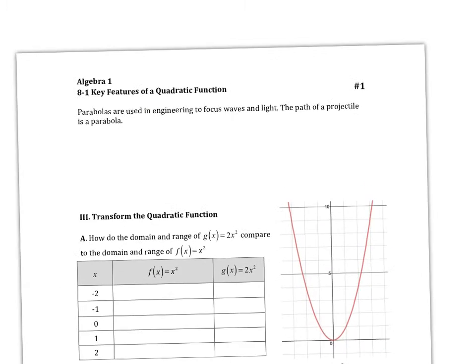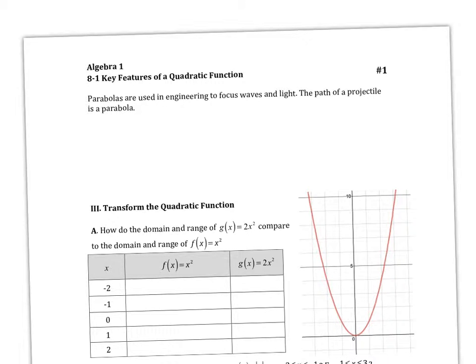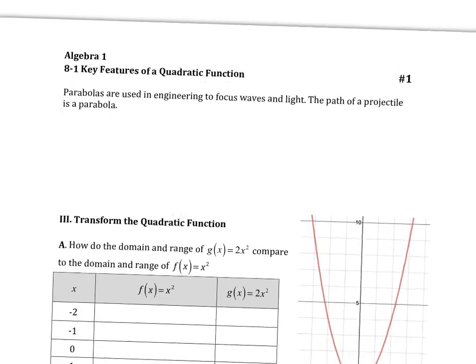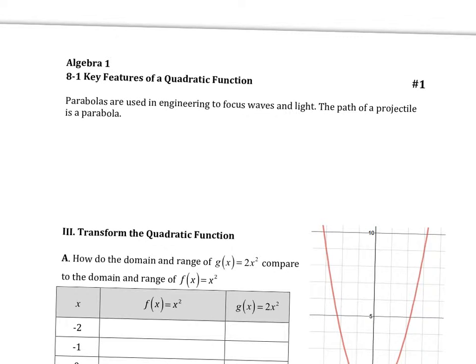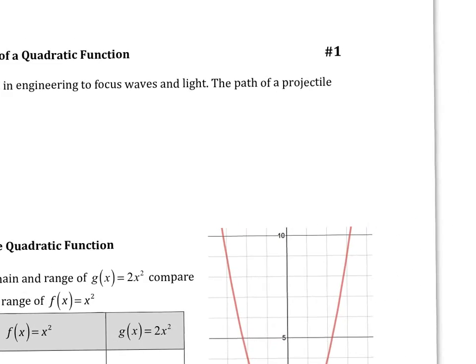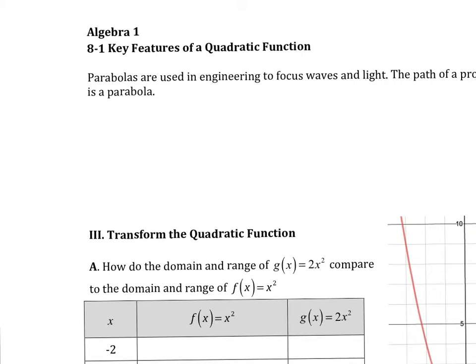So where are parabolas used? All over the place, surprisingly enough. You have them in your house, and you see them when you drive. They are everywhere, and every single baseball game you've gone to uses parabolas. Parabolas are often used in engineering to focus waves and light, and the path of a projectile is also a parabola. So if there's a ball, and it gets knocked, kicked, or whatever, it's going to fly in a parabolic motion, okay? The ball gets kicked.